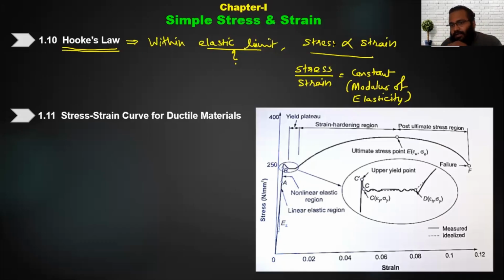Here I have divided these materials into two different types, that is a ductile material and a brittle material. All of you know what is a ductile material and what is a brittle material, right? I hope everybody knows. So we'll just go to the first stress strain curve for the ductile material.